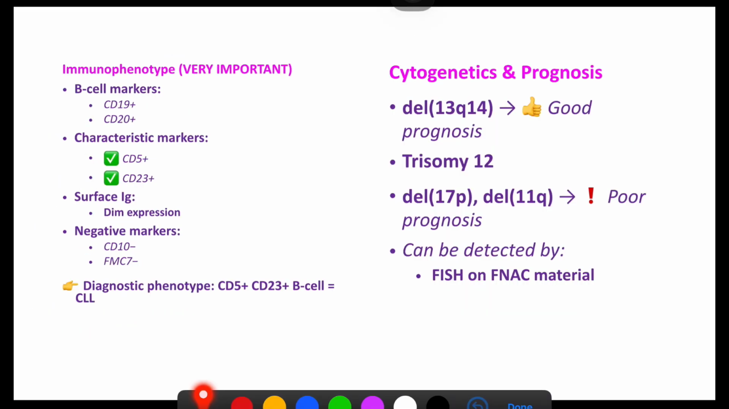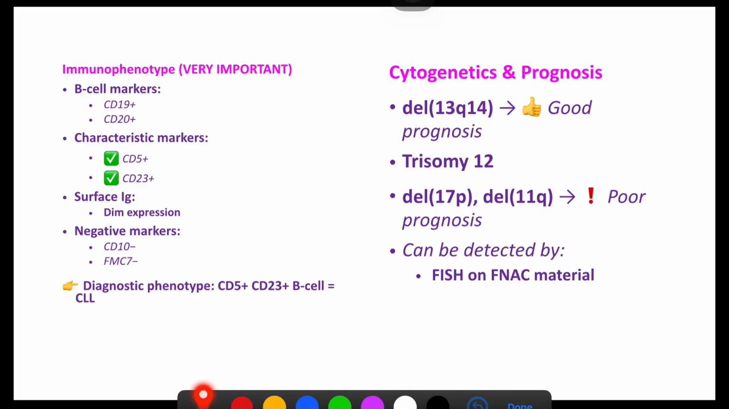Now, immunophenotypically, B cell markers like CD19 and 20 positive, CD5 positive, CD23 positive, and surface immunoglobulin, which is dim expression, having dim expression. Negative markers are CD10 and FMC7. So, diagnostic phenotype is CD5 positive, CD23 positive B cell equals CLL.